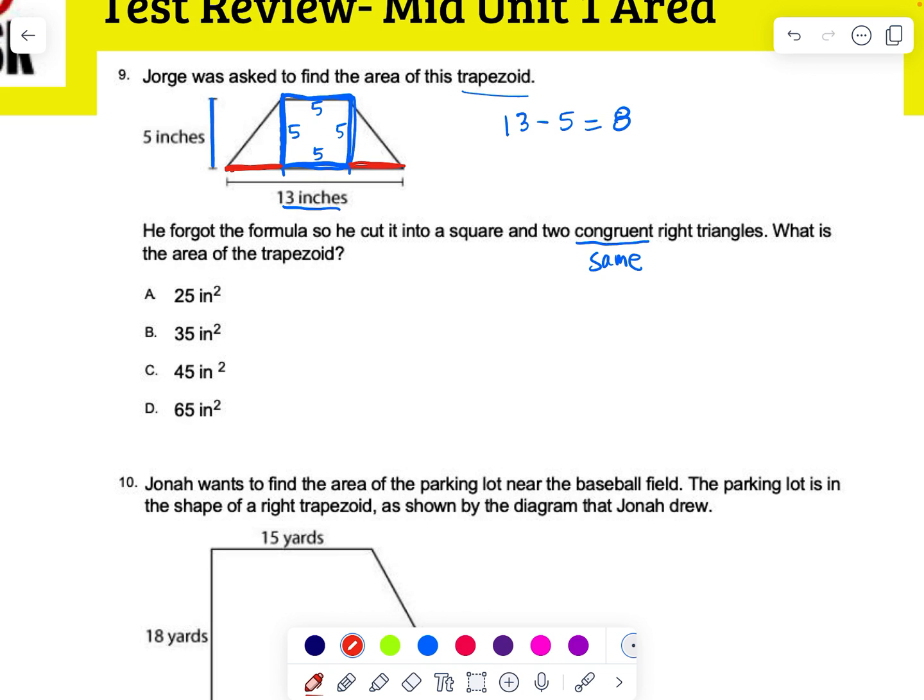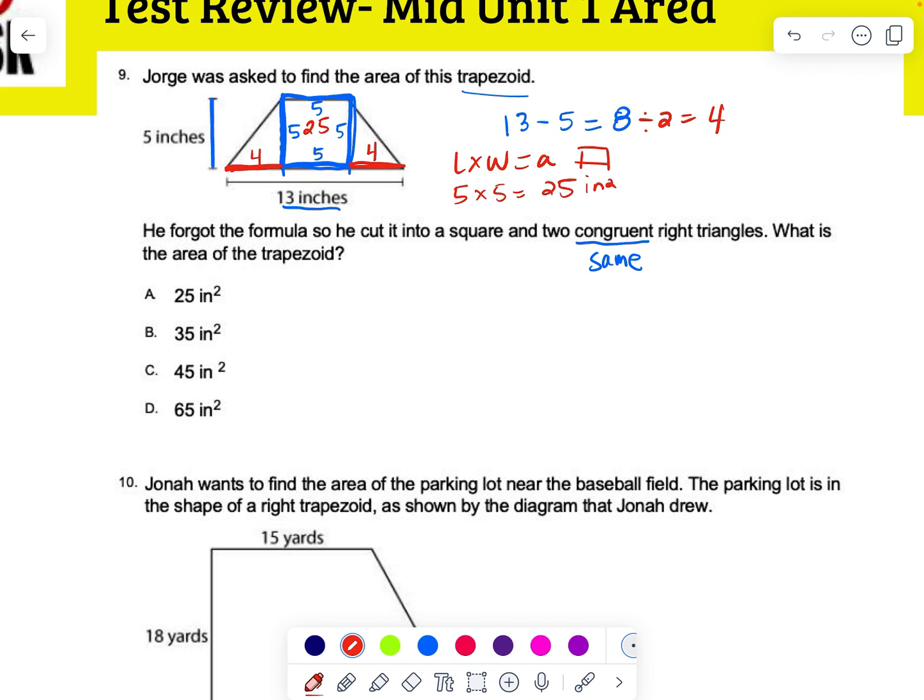So I have to take 8 and divide it into 2 parts, and we know that's 4. So that means this is 4 and this is 4, and that really helps. So to find the area of the square, I'm going back to the square. I'm going to use length times width equals area of a rectangle because squares are rectangles. So I'm going to do 5 times 5, and that equals 25, and that's going to be inches squared.